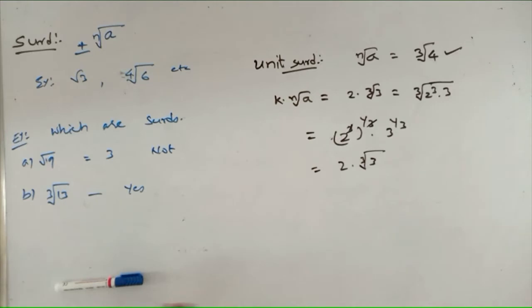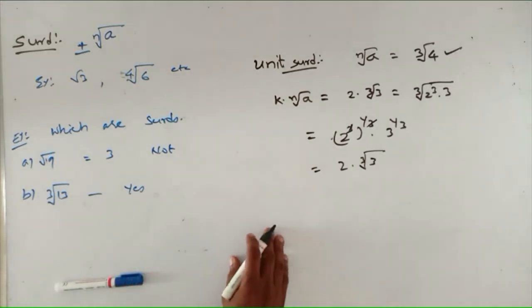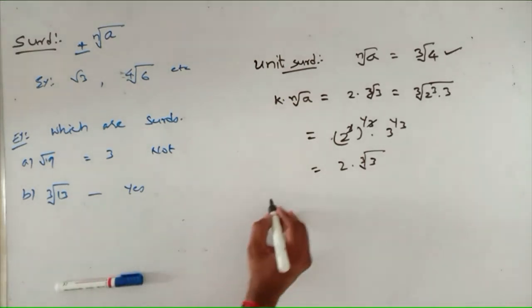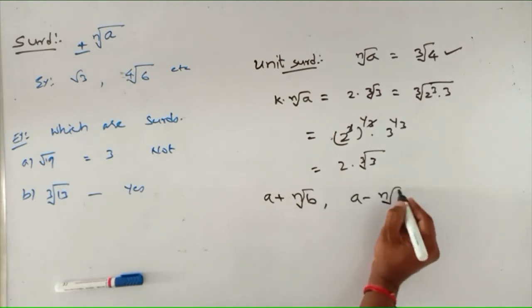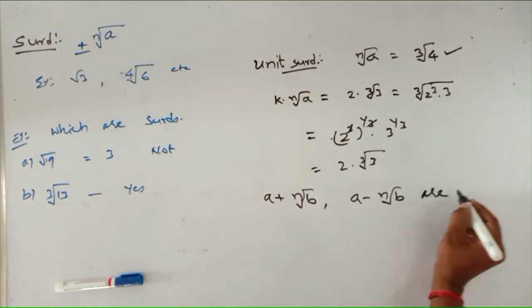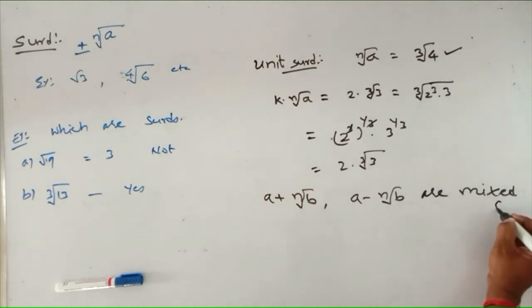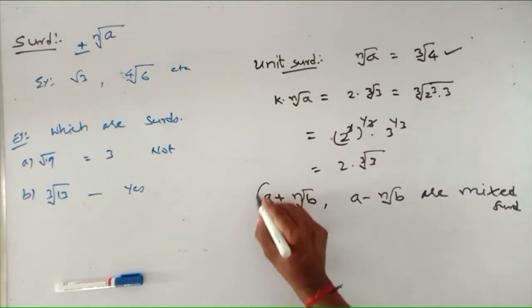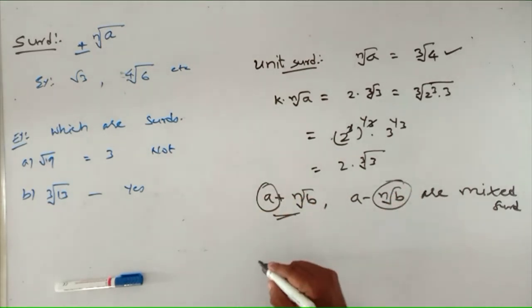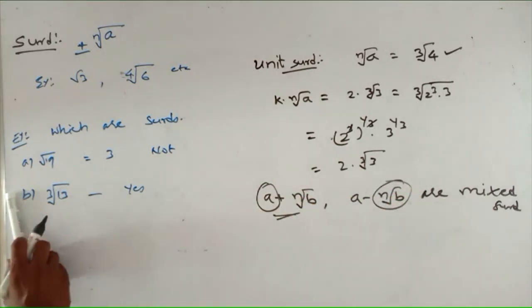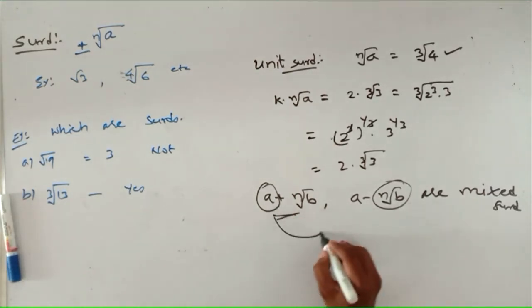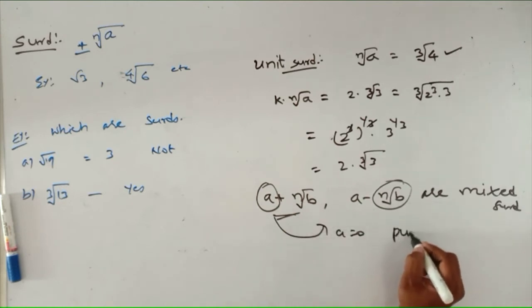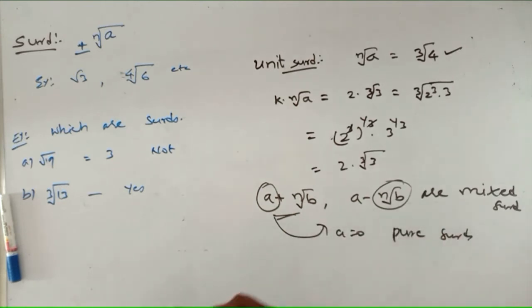The next is mixed surds. That means a combination of surds. Here, if a is any rational number not equal to 0 and nth root of b is a surd, then a plus nth root of b and a minus nth root of b are called mixed surds. That means it should be a combination of one rational number and one irrational number. Then it is called a mixed surd. If a is equal to 0, then these are called pure surds.